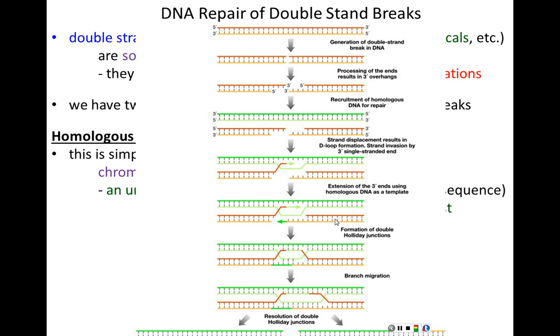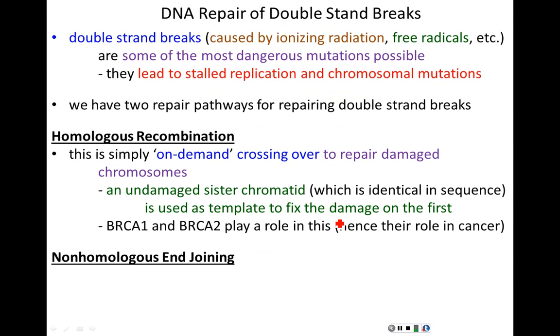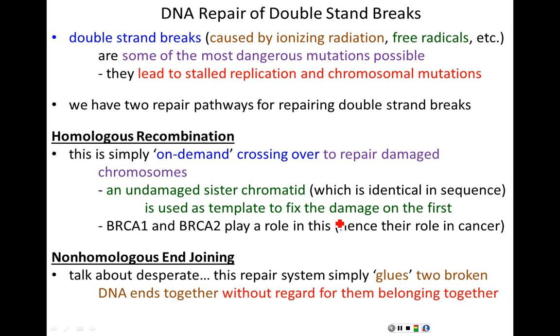So the inability to accurately and faithfully and efficiently do homologous recombination in BRCA1 and BRCA2 mutant cells indirectly leads to cancer because these double-strand breaks persist. We do have a backup mechanism for homologous recombination. We call it non-homologous end joining, but this is a very desperate and sloppy repair.